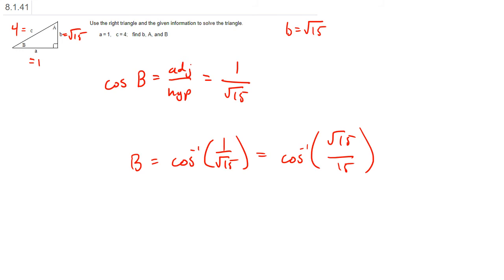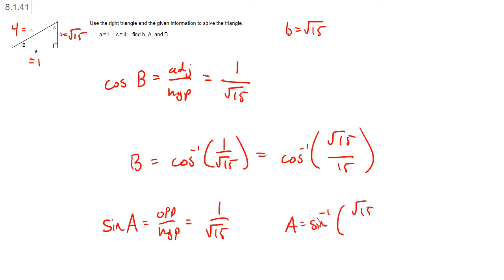Our other missing angle is capital A. So I could do something like, let's set up the sine of capital A. Well, that's opposite over hypotenuse. Observe that the opposite side from angle A is lowercase a, which is also 1, and the hypotenuse is still root 15. Which means that A is the arc sine of root 15 over 15, or 1 over root 15.